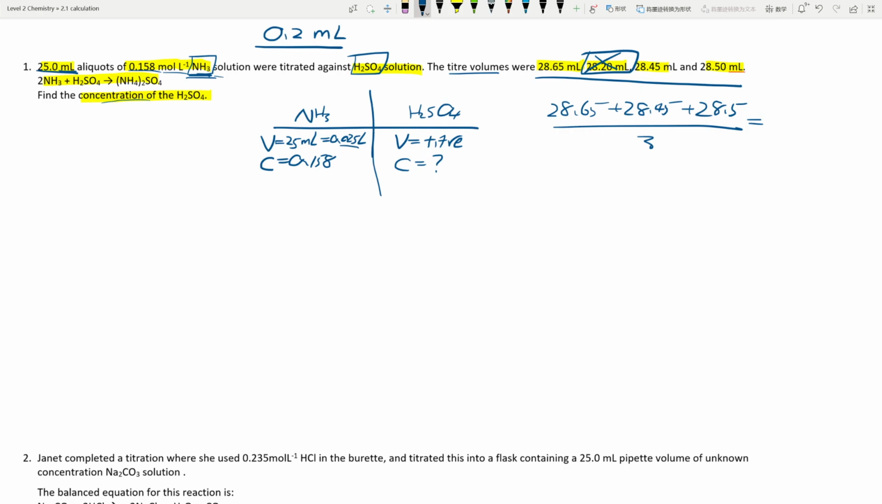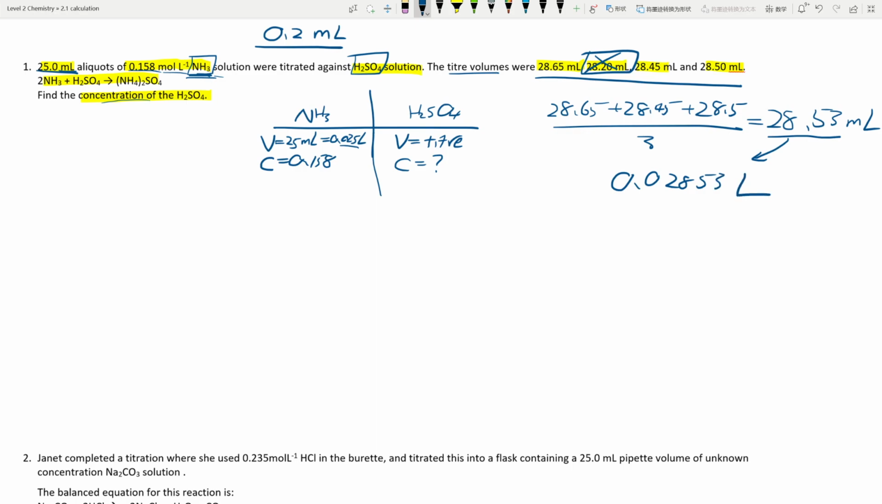Okay, so let me divide it by 3. So the titer I got is 28.53 recurring. Okay, now one thing that I like to point out, I think we'll show this in the next question. Yes, so I'll just do that later then. But I like to keep my mils, the volume, to 2 dp rather than 3 SF, because your burette measures to 2 dp, so I will keep it to 2 dp. So when I convert this 28.53 mils to liters, it will be 0.02853 liters.